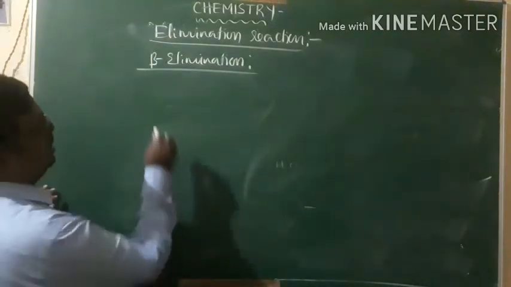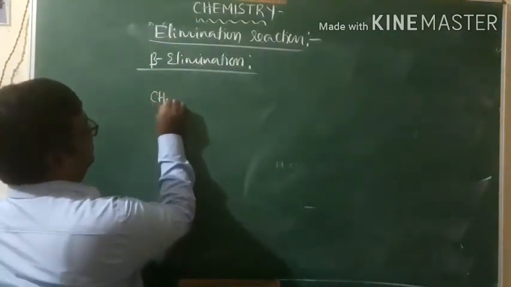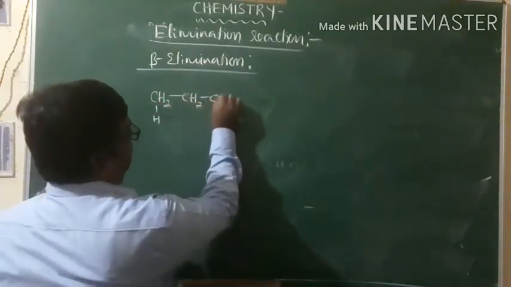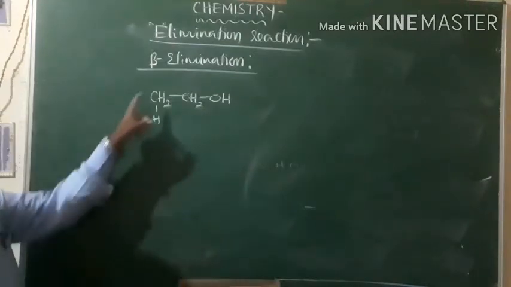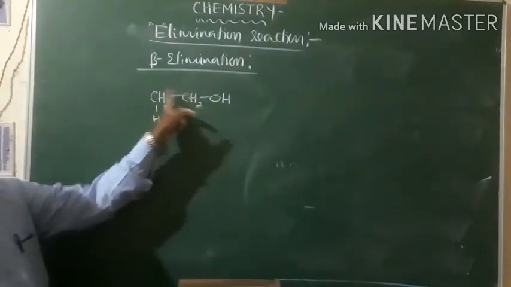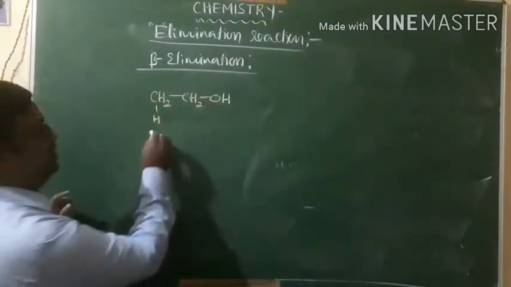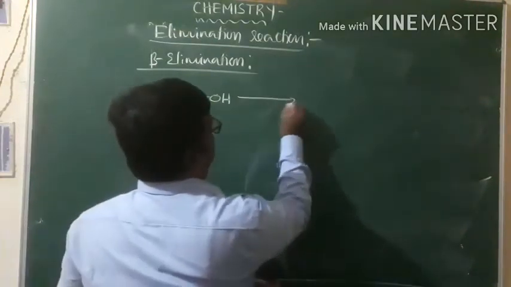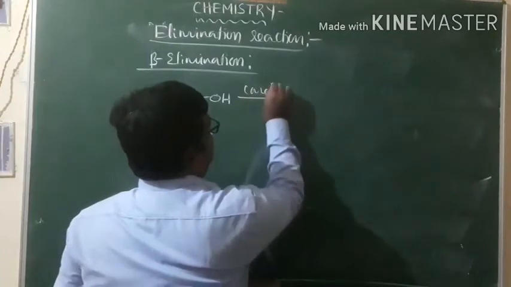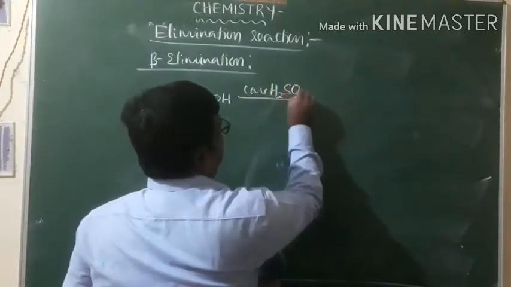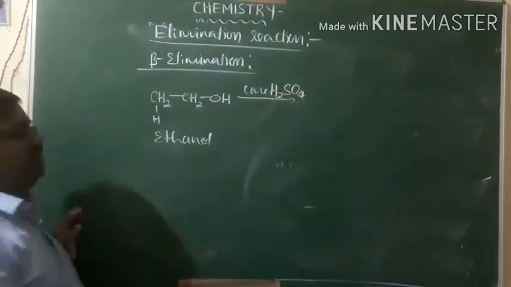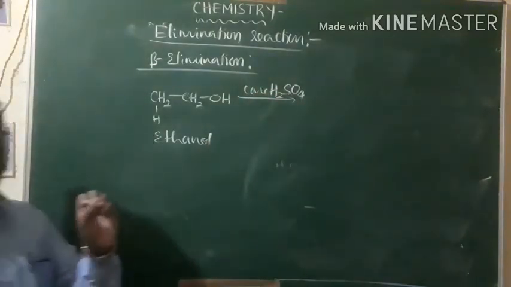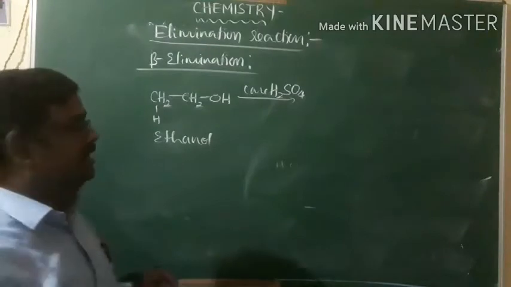Okay, now, in the case of beta elimination, we'll go for this. So CH3, CH2, and it will be OH, right? This is CH3CH2OH. We call it ethanol, right? When ethanol reacts with concentrated sulfuric acid, concentrated sulfuric acid is what, the dehydrating agent. We call it a dehydrating agent.